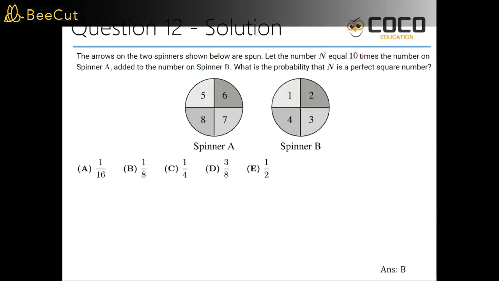Question 12. So the number N equals 10 times the number on spinner A. Okay, there's an arrow, so after you spin the spinner, the arrow will fall on one of these 4 numbers here, and added to the number on spinner B. So it can be any of the 4 numbers. So what's the probability that N is a perfect square?